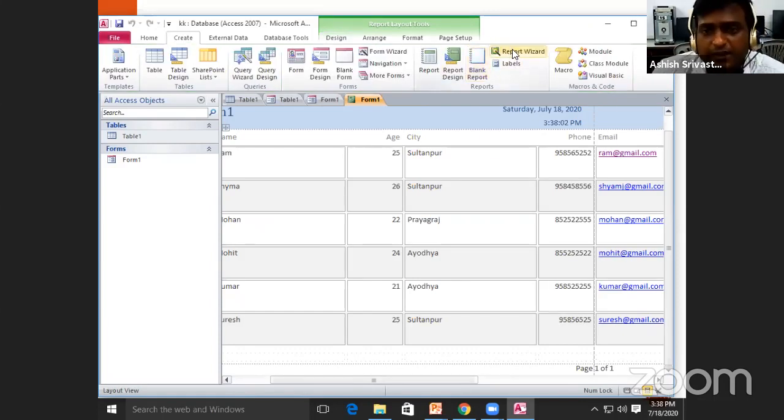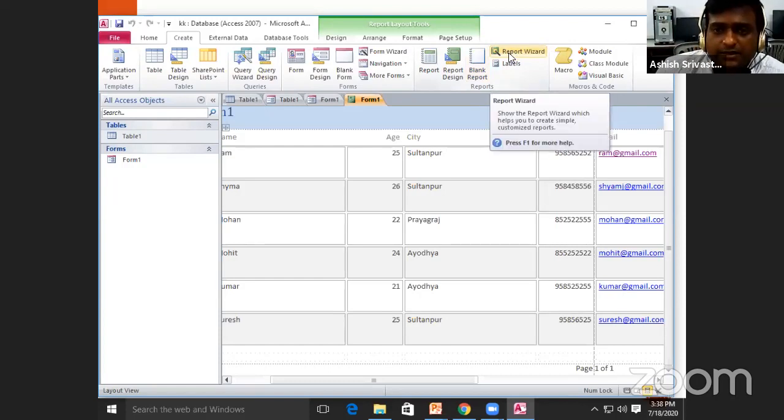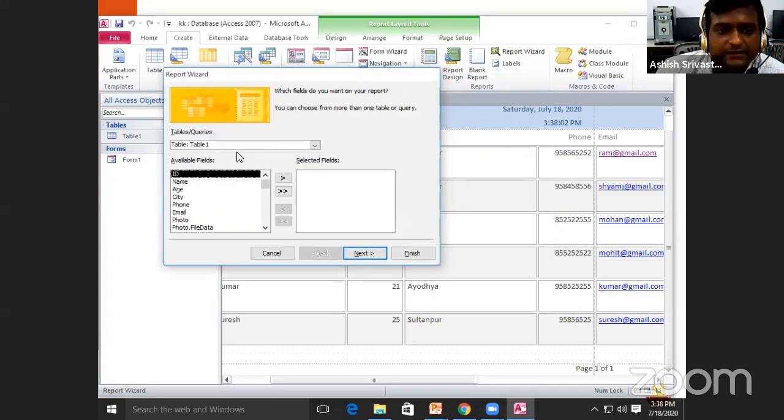Suppose that we have to create a report through report wizard. So we have to click here on report wizard, and after that, the report wizard dialog box is displayed here.